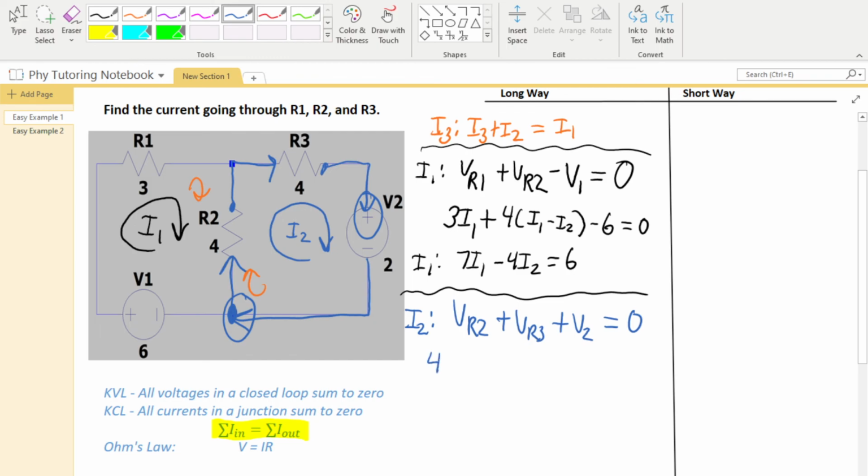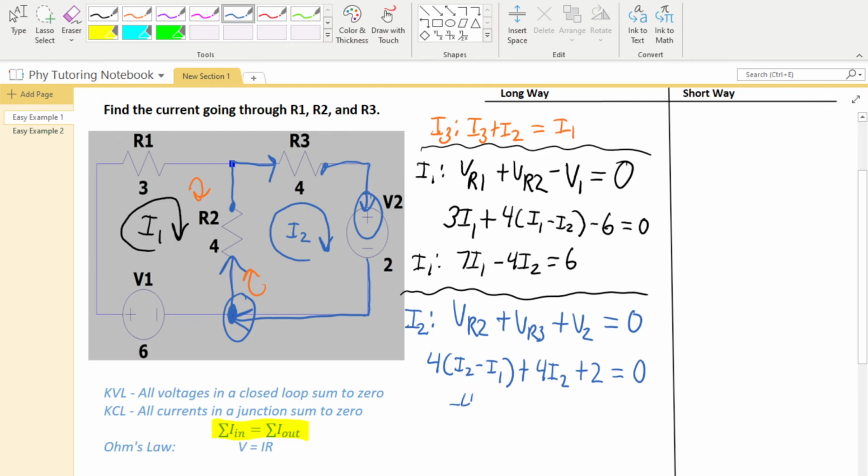So I know this is going to be 4 times I2 minus I1, right? Because I2 is going in the positive direction and I1 is going in the opposite direction. Therefore, it should have the opposite sign. So I2 minus I1 plus VR3, we know the resistance value, which is 4 times I2. And V2, again, is just a battery, so that's just a constant value, plus 2, which is equal to 0. And now let's just do some math. This is going to be a 4I2 plus 4I2.